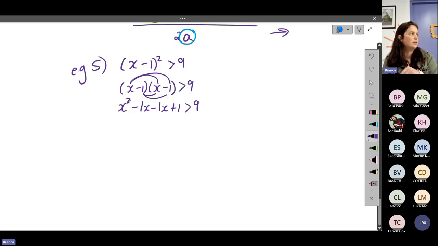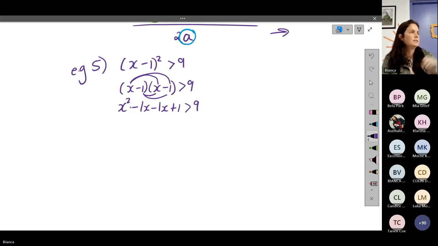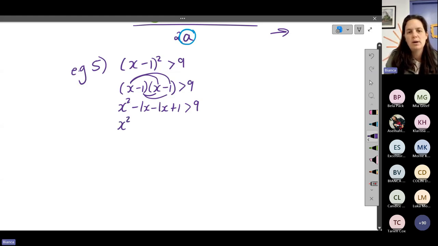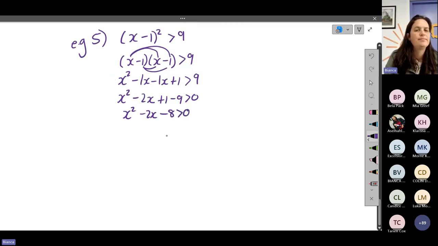Standard form, so I need a 0, and I need what? Descending. Okay, so we've got here x squared minus 1 minus 1 gives me minus 2x, and then I've got your plus 1 and that 9, inverse operation. Yeah, so just do one more step here. Okay, now we get here. It's in standard form. We've got the 0. What next?